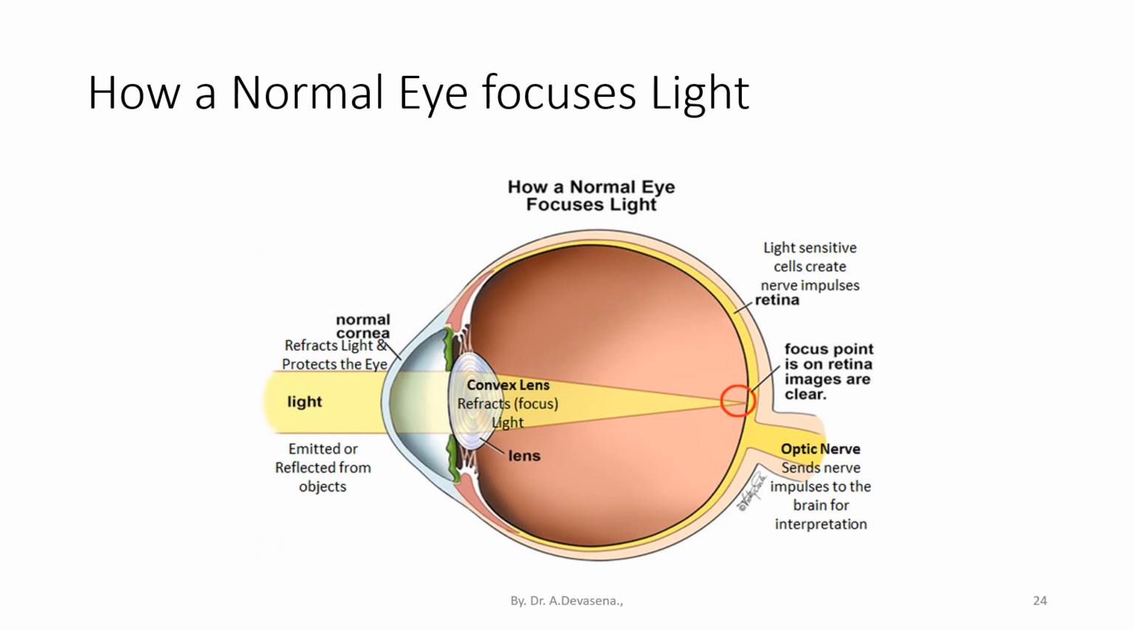Retina is placed at the backside of the eye. Light sensitive cells create nerve impulses in the retina, and these nerve impulses are sent through the optic nerve. That is, the optic nerve sends nerve impulses to the brain for interpretation.